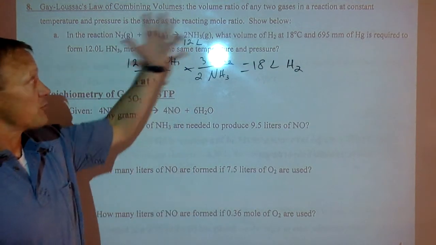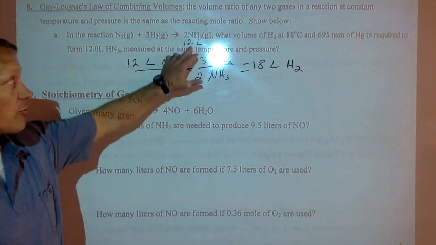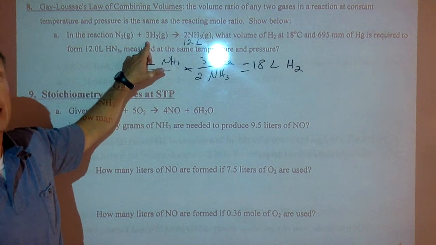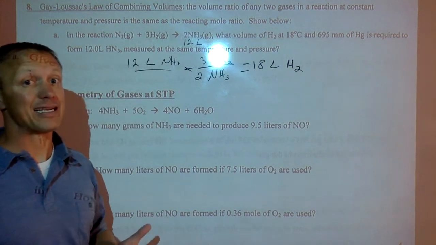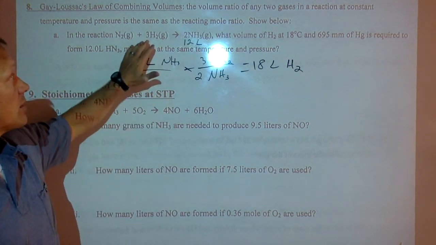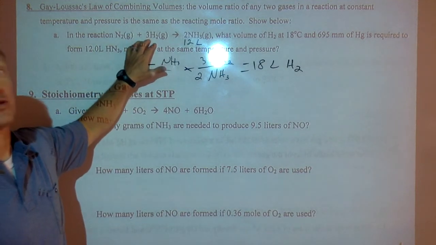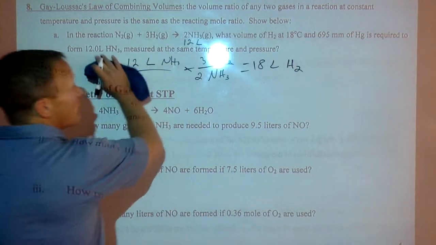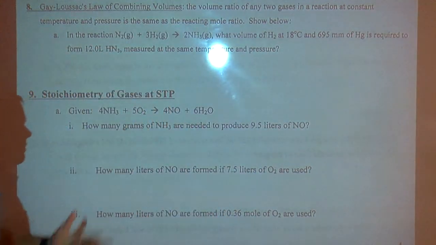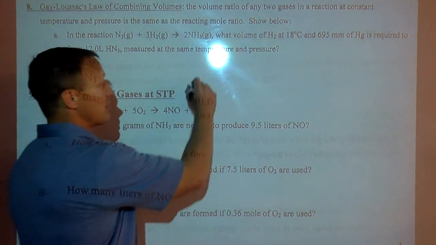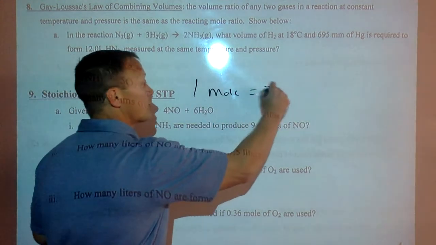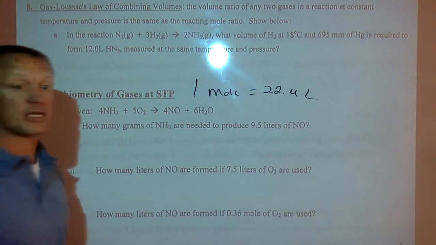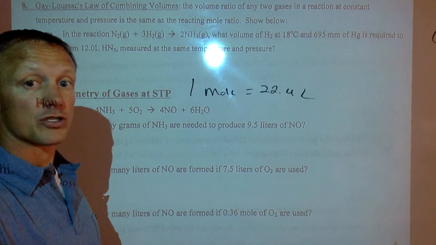Now, if they were at different temperatures and pressures, I would have to convert this into moles at that temperature and pressure, do my mole ratio back to that, and then use P equals nRT again to get my volume of this at the different temperature and pressure. So I'd have to do P equals nRT twice in that situation. All this stuff today is going to be at STP. So remember, when things are at STP, we can use 1 mole equals 22.4 liters. We don't have to use P equals nRT at any point in these questions.